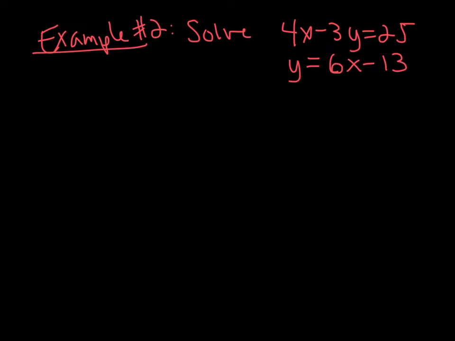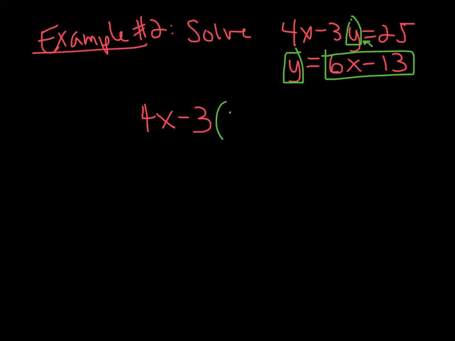Okay, so for this one, luckily, I have the second equation solved for a variable. It is solved for y. So what I'm going to do is take this stuff I have for y and substitute it into the other equation for the y. Make sure you don't substitute in the x, because it's y equals, so it's going to go in for that y. What's going to happen is I get 4x minus 3 times y, which is now 6x minus 13, equals 25.